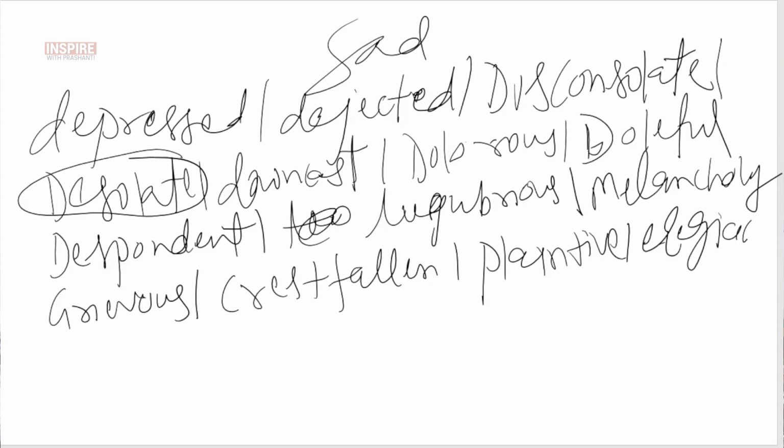Like the word desolate. Desolate is not only sad, it has a broader connotation. Like you've been using desolate islands, that doesn't mean sad island. Sad, lonely and wretched. So when something is in a wretched condition, in a sad condition and also lonely, then you use the word desolate. So desolate is slightly a broader context, right? Desolate is sad, lonely and wretched.